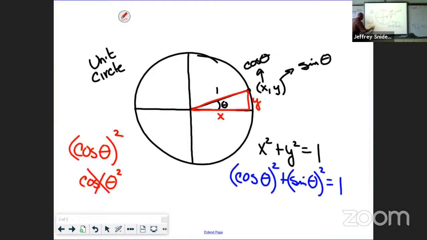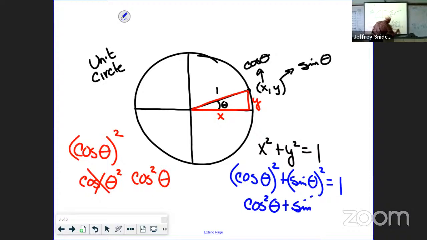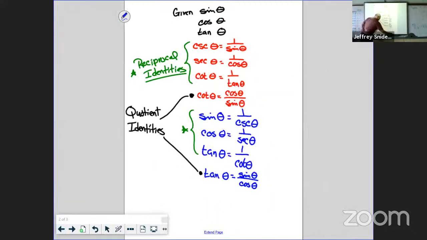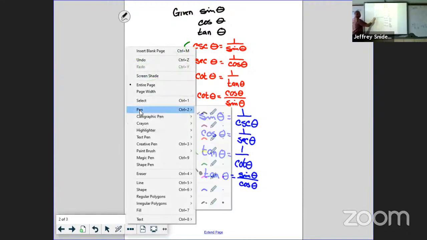So guess what I have to do? I write it like this. It's the cosine squared of theta. This is the correct way of writing it. So what we're now going to write is cosine squared theta plus sine squared theta equals 1. Boom. That is a hugely important identity. So I'm going to go back and add it to my list here. Let's do it in purple. It's so important, it's royalty.